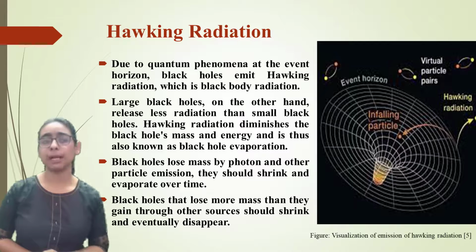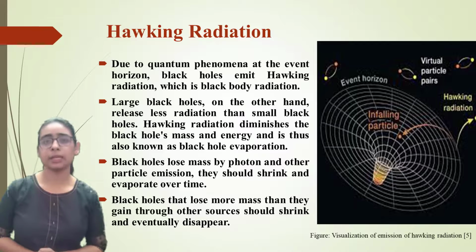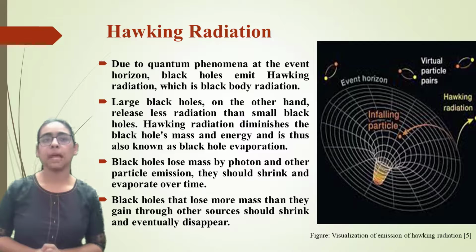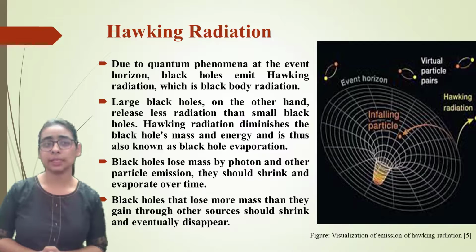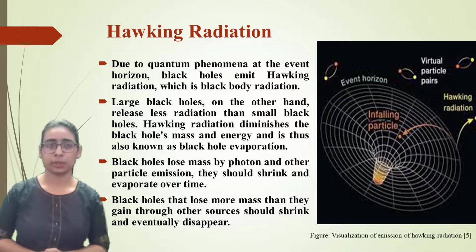This occurs because of virtual particle-antiparticle pairings. This happens when one of the particles falls in and the other escapes with the energy of a mass due to quantum fluctuations. As a result, black holes that lose more mass than they gain through other sources should shrink and eventually disappear.